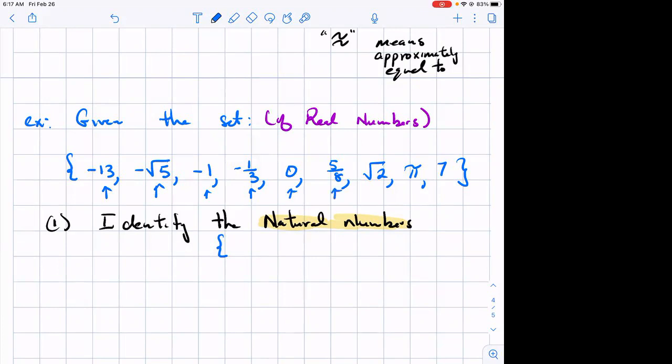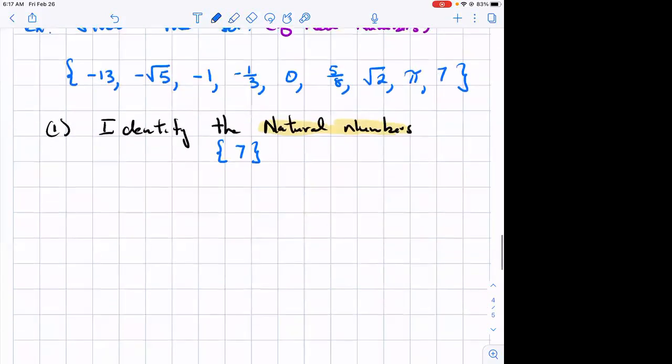5/8 is a fraction. The square root of 2 is also some decimal representation. Pi is a decimal representation. So the only thing that we have left here would be 7. So 7 is my only number that is a natural number. So we're talking about 7. Okay, that's our natural number.